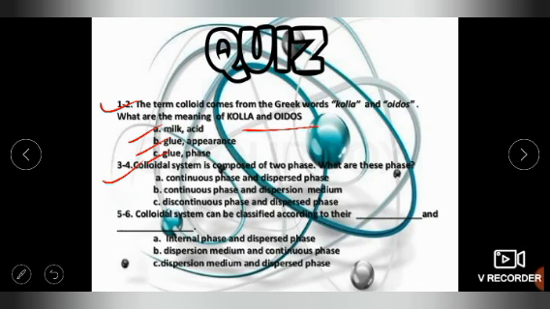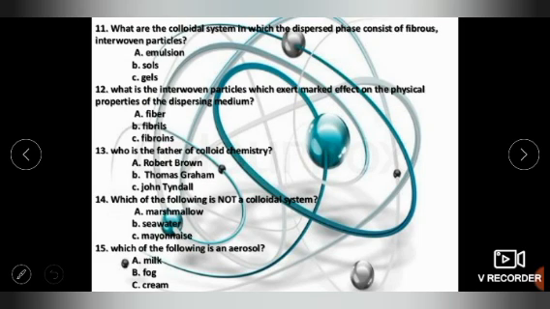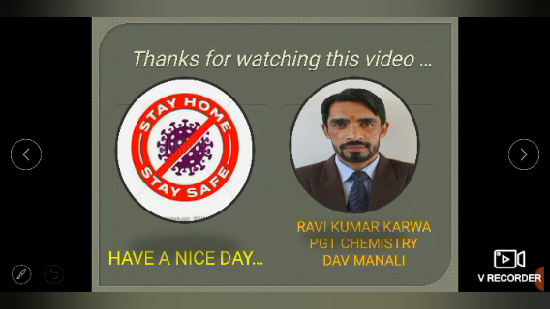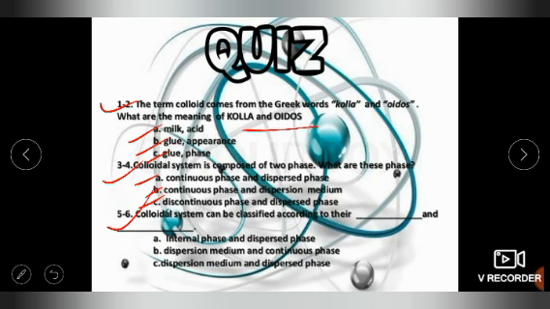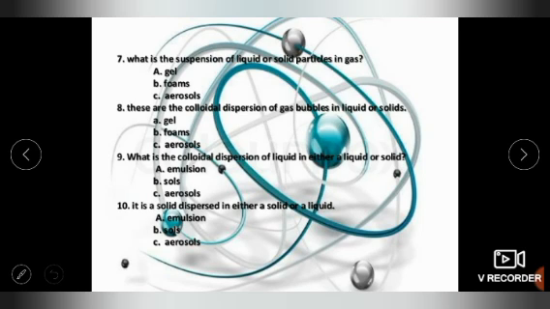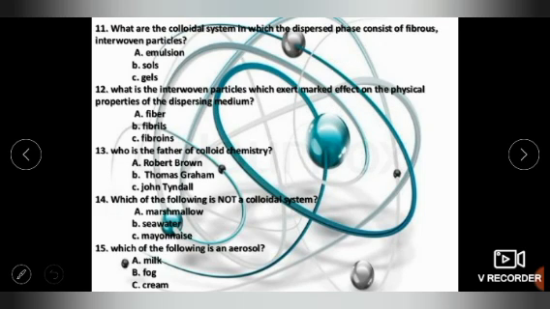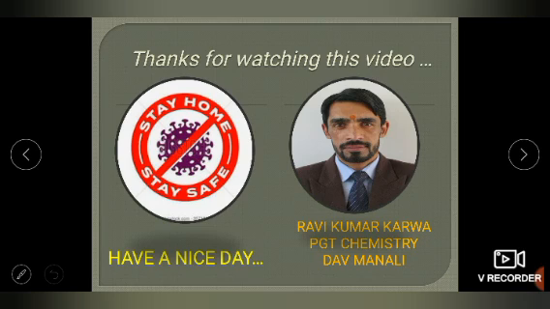Fourth, a colloidal solution system is composed of two phases. What are these phases? Continuous phase and dispersed phase, continuous phase and dispersion medium, discontinuous phase and dispersed phase. A colloidal system can be classified according to their dash and dash. You have to give all these answers and send them to me by pausing the video. This is the first quiz video: pause, then answer. This is the second: pause, then answer. This is the third: pause and answer. There are 15 questions, and you need to learn all of them.